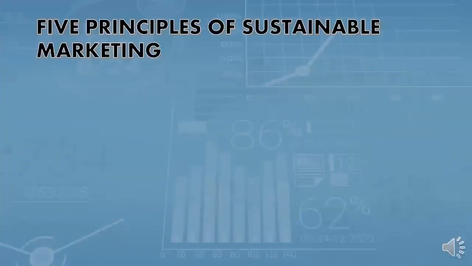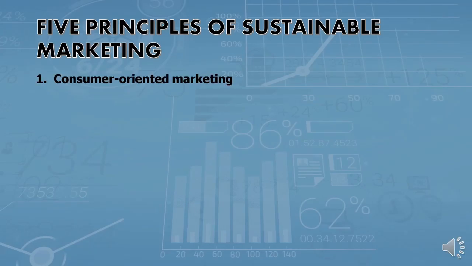Let's proceed to the 5 principles of sustainable marketing. First, consumer-oriented marketing. It means that the company or organization views its marketing strategy from the customer's point of view. It is more focused on the customer's needs rather than on making a sale to increase your profit. When the customers are happy, they keep buying from you.